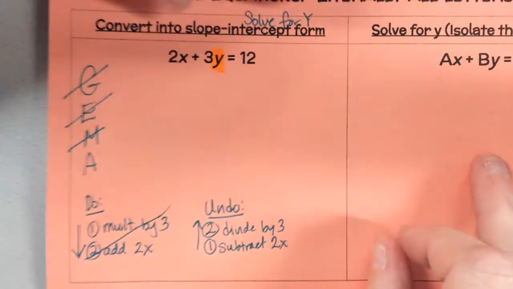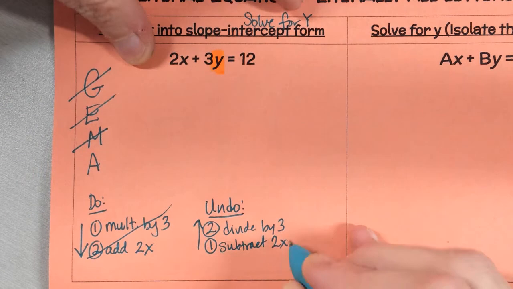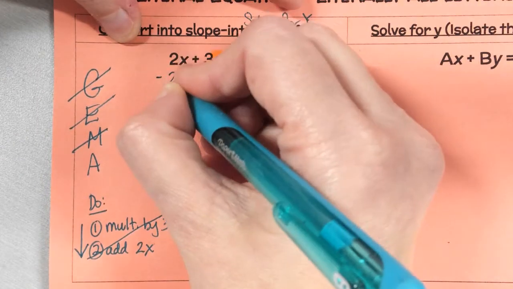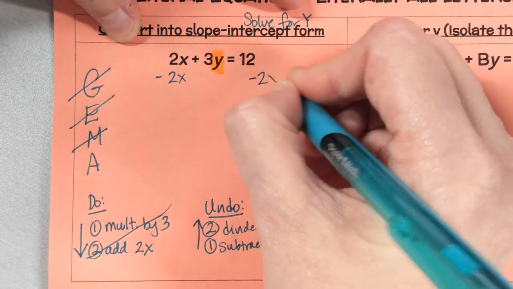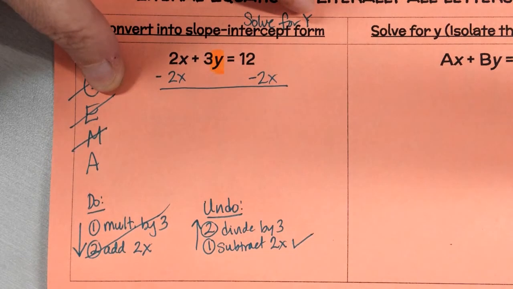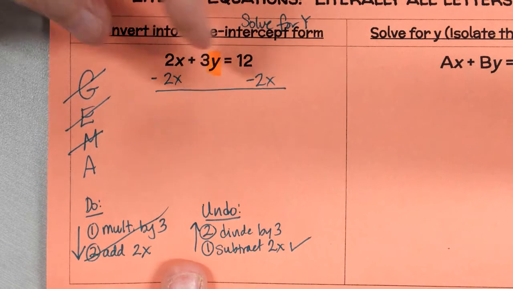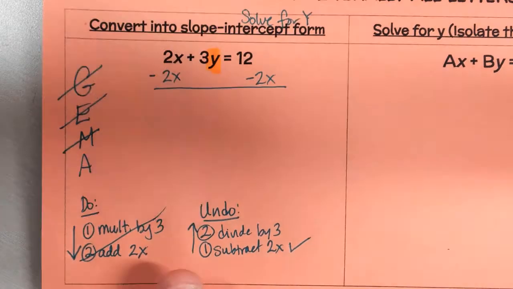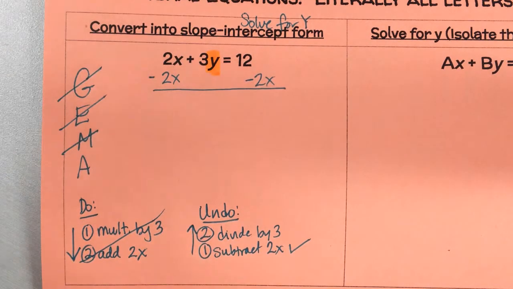Okay? So let's do it. First step is to subtract 2x. So I'm going to subtract 2x from both sides. Now, I'm going to put a check mark next to that so I know I did it. I had somebody in one of my classes say, well, isn't that 10? No. Well, no. I can't subtract two things that aren't the same.